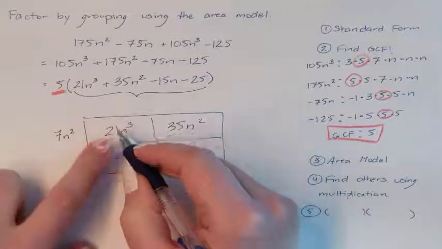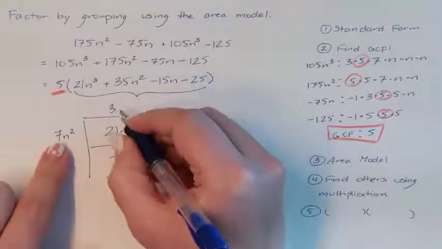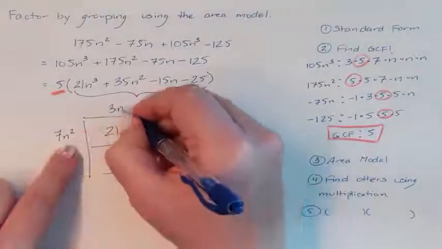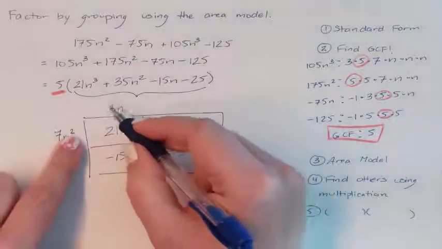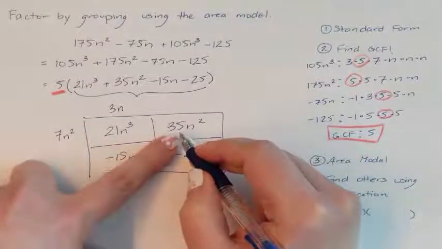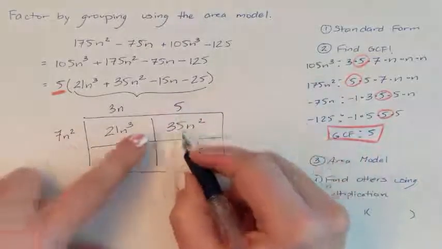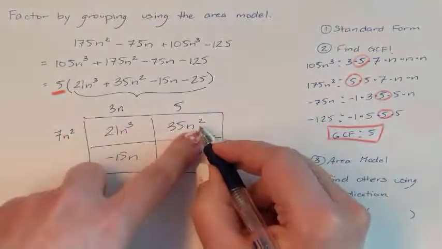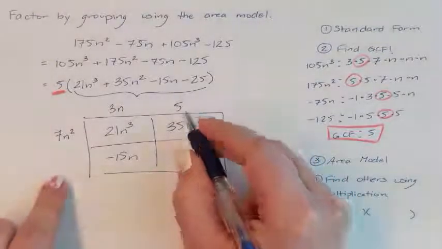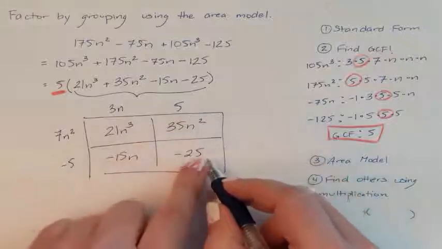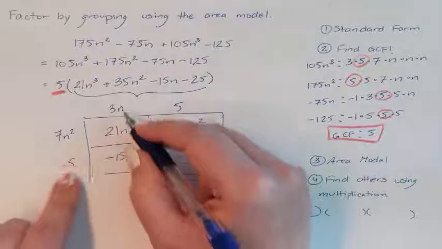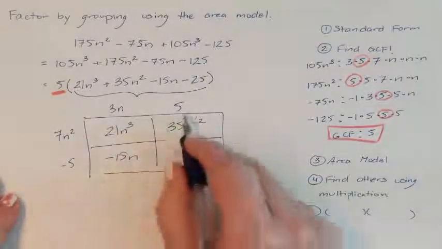So 7 times something needs to give me 21. So this is 7 times 3 will give me the 21. N squared times something needs to give me this n to the third, and it must be another n. So 7n squared times 3n is 21n to the third. 7 times something needs to give me the 35. 7 times 5 will give me the 35, and it already has the n squared, so no n's go here. 5 times something needs to give me this negative 25. Negative 5 times 5 is a negative 25. Now check the last one. Negative 5 times 3 is a negative 15, and then the n is already there. So we already found all the rest.